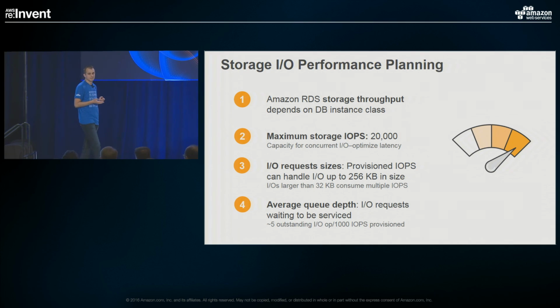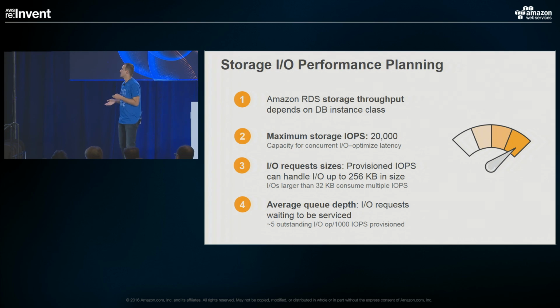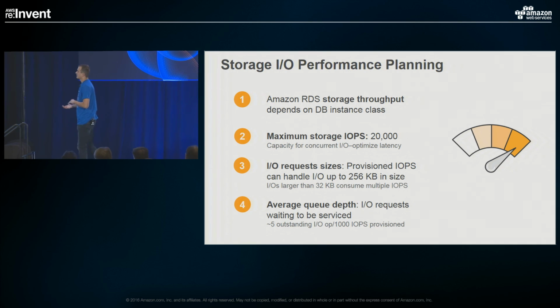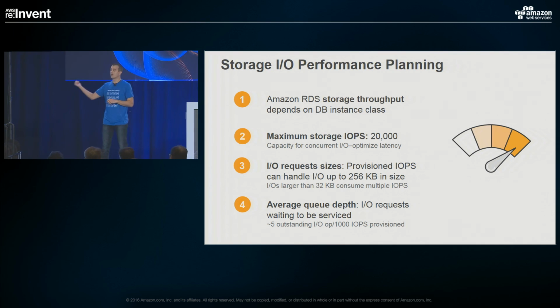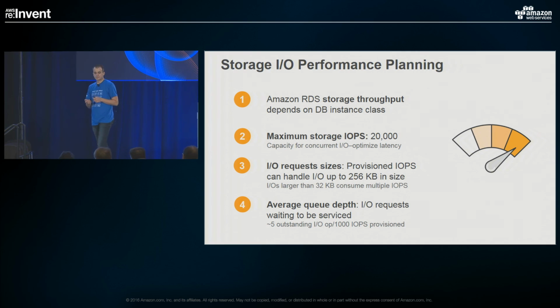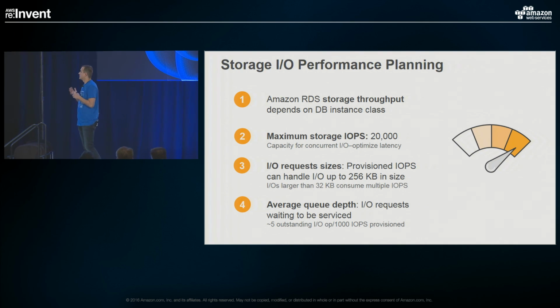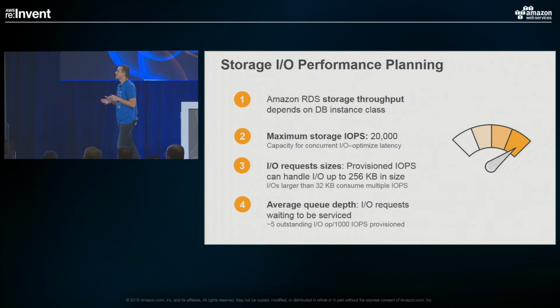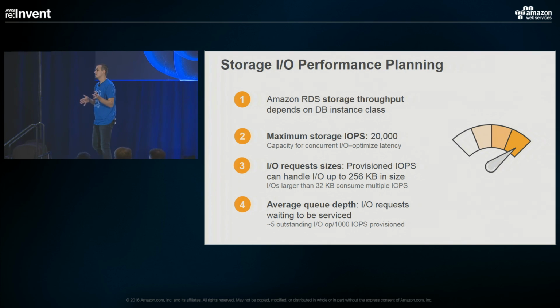So I find that the best indicators for understanding whether your storage subsystem is behaving correctly and providing the right level of performance are obviously your I/O latency and a metric called average queue depth that is available in CloudWatch. This metric, average queue depth, represents the number of I/O requests that are waiting in a queue to be serviced by the storage subsystem that is busy handling other I/O operations.